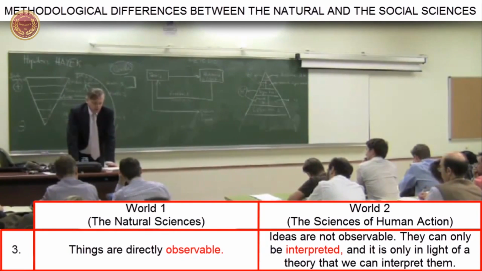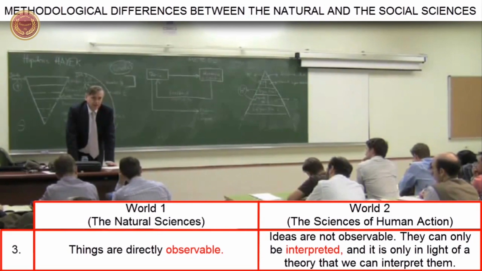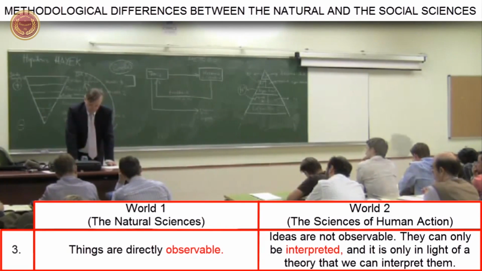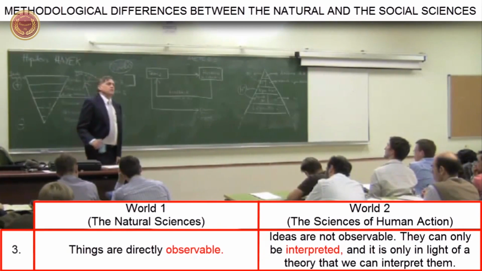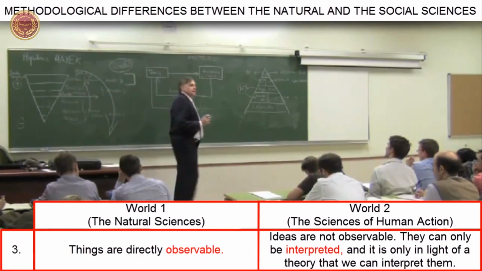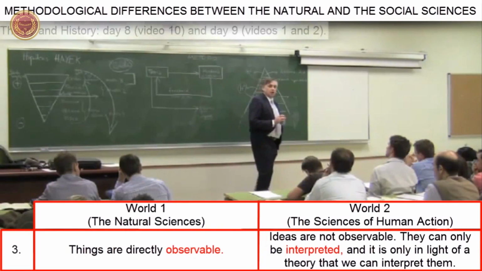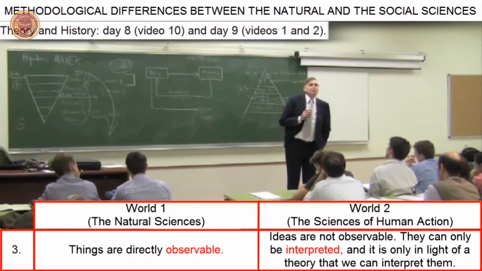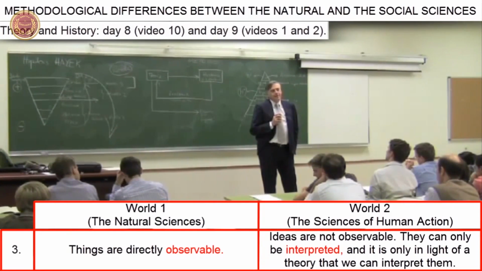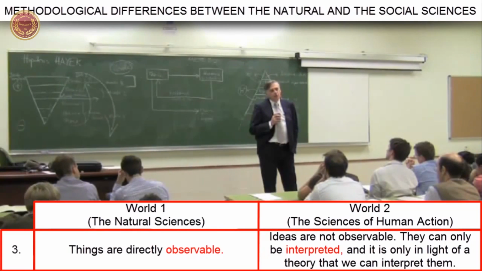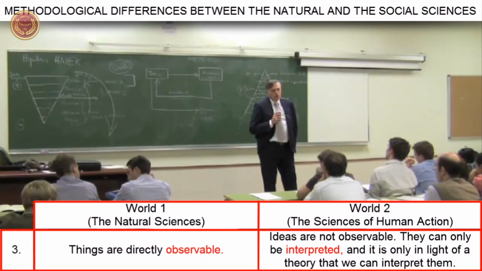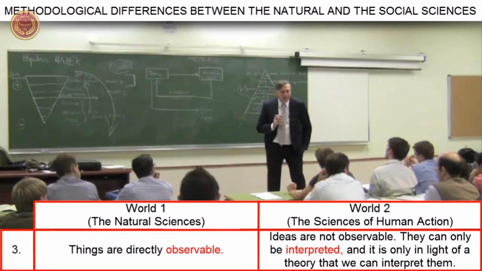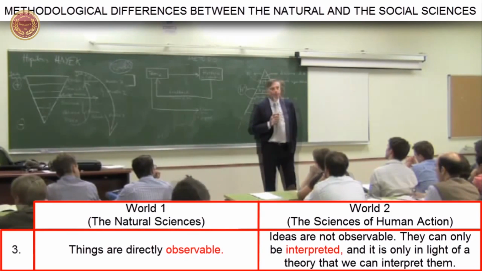And we must have a prior theory that permits us to interpret them. In fact, all of the effort a social scientist makes from the perspective of a historian, we will talk more about history today and in the next class on method, consists of interpreting ideas which are not directly observable, but which can be interpreted in view of prior theoretical knowledge.